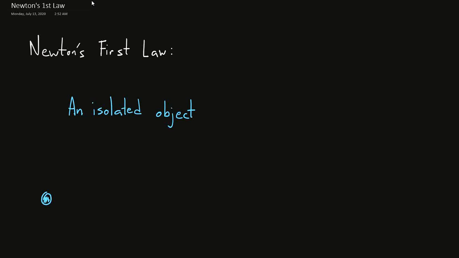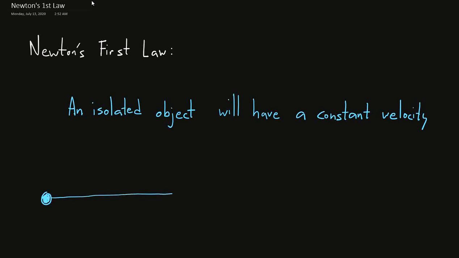And Newton's first law says that such an isolated object will have a constant velocity. By constant velocity, we mean that it will either move in a straight line, or if it's stationary, it will remain stationary. So this isolated object could stay like this forever, or it could move in a straight line onwards and onwards without changing either the magnitude or direction of its velocity, right? So Newton's first law tells us that when there are no forces acting on an object, the velocity of the object does not change.